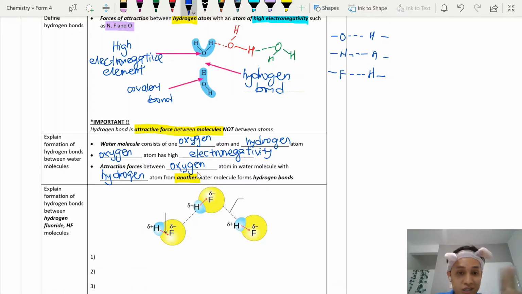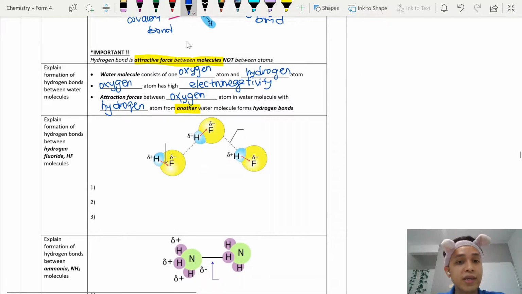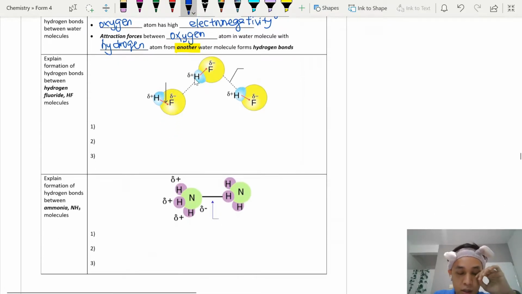Attraction force between oxygen and hydrogen from another water molecule to form hydrogen bonds. So basically that is how you write your explanation. Be very careful of the terms that you use, and make sure to include this word here. Next, let me show another example of hydrogen bonding.